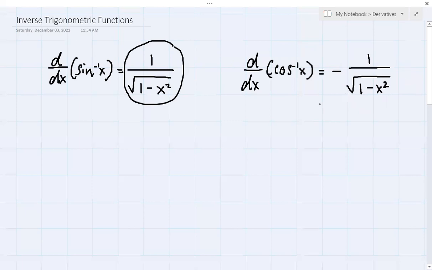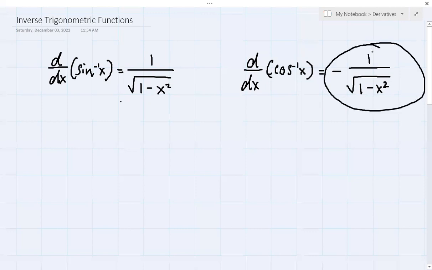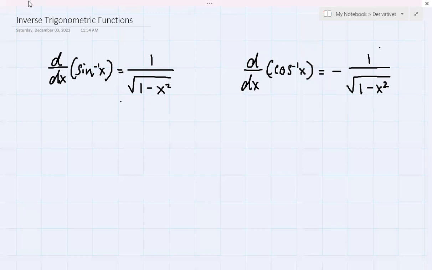So if you're asked to get the derivative of arc sine, magiging 1 all over the square root of 1 minus x squared. Okay? But if you're asked to get the derivative of arc cosine, then you will get negative 1 all over the square root of 1 minus x squared. Almost the same lang sila, pero magkaiba ang sign. Pag positive, para kay arc sine lang yun. Pero pag negative 1 all over square root of 1 minus x squared, para kay arc cosine yun.